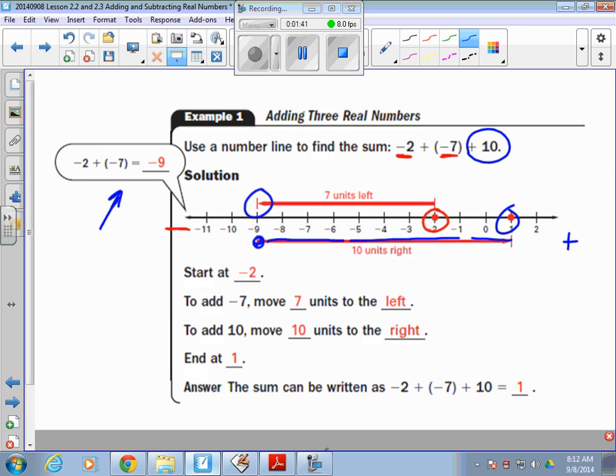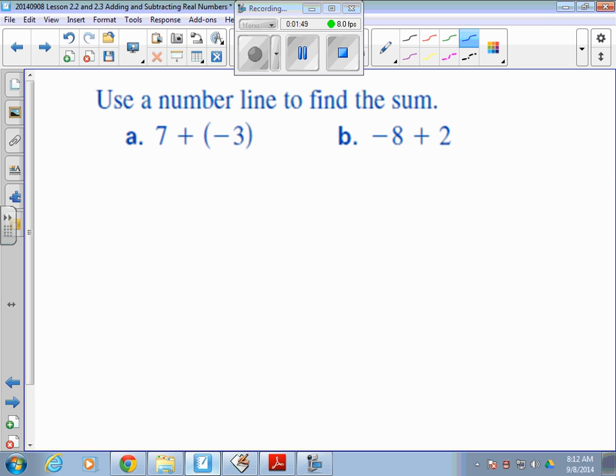Now, this is one of those things that once you get comfortable doing it, you're not expected to ever write this out, but you need to think this way, especially when you're crossing over 0. Therefore, take 30 seconds and use number lines to simplify both of these.